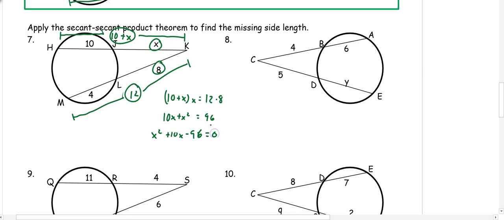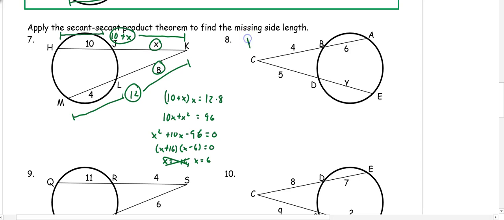So we need two numbers that multiply to negative 96 and add to 10. So we have x plus 16 and x minus 6 equals 0. When we switch our signs, we get that x equals negative 16 and x equals 6. Negative 16 does not work because we can't have a negative side length. So let's try another example.